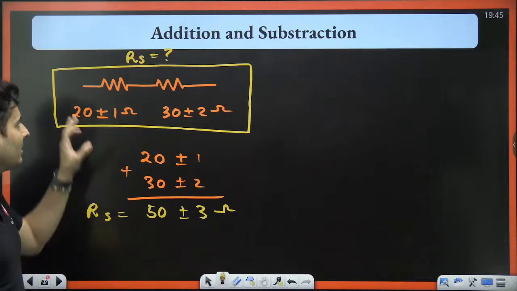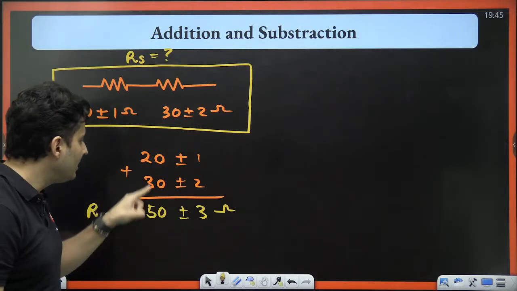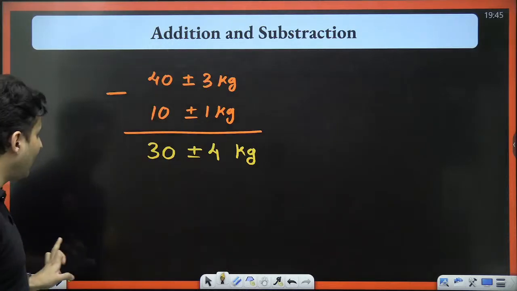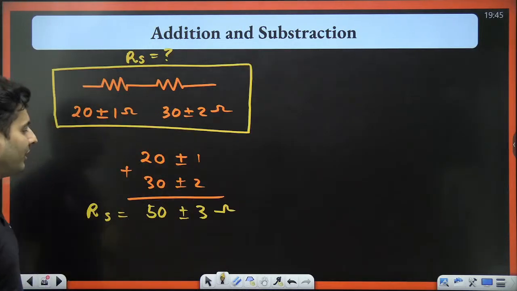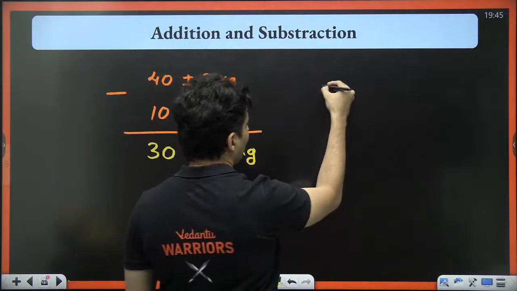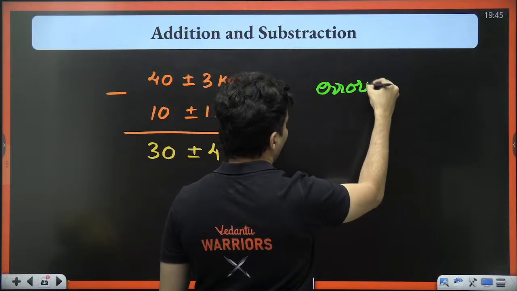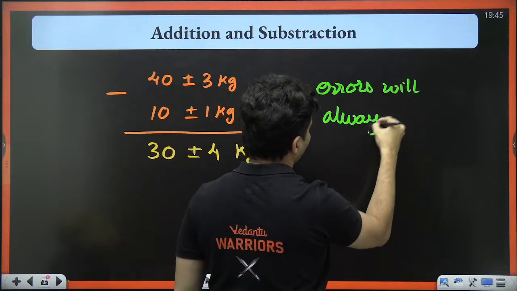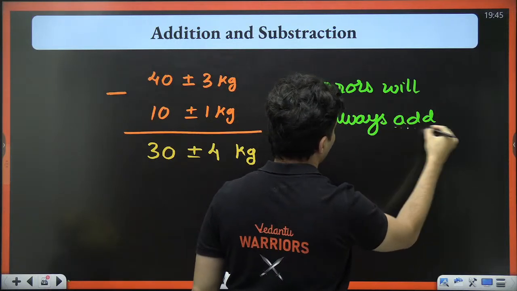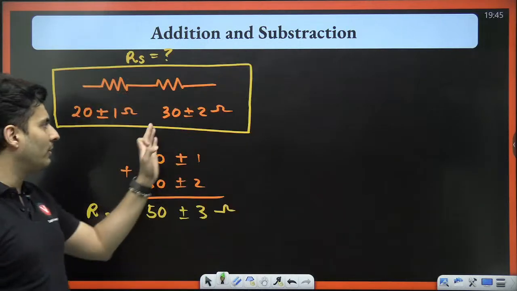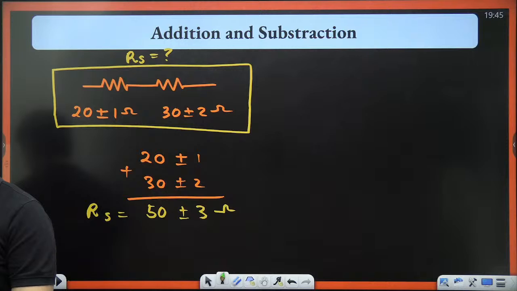So the point is, when you are adding or subtracting, the values will add or subtract normally, but the errors are always going to add. Errors will always add. Keep that in mind, not subtract. So 3 plus 1 will be 4. This is a common mistake which many students end up making. Is that clear? Very good.